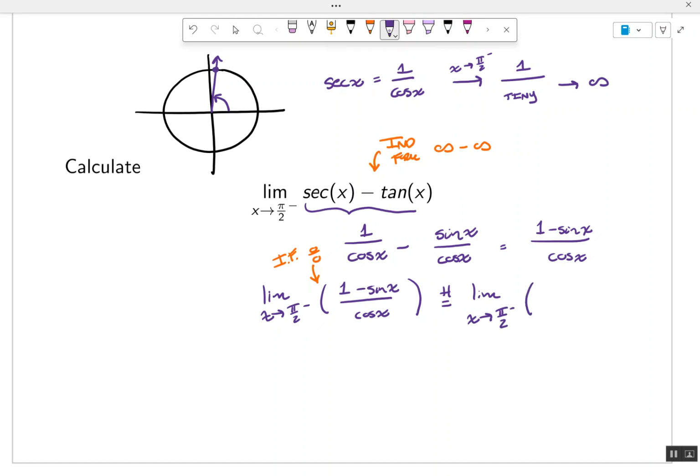The numerator, the derivative of that is going to be negative cosine. And on the bottom, the derivative is going to be negative sine. Those negatives will cancel. So now cosine of pi halves is 0. Sine of pi halves is 1. So we get 0.